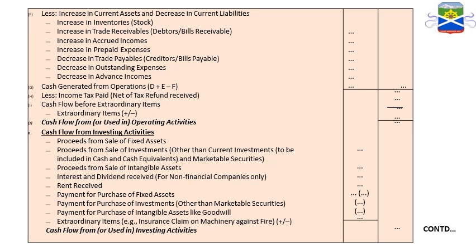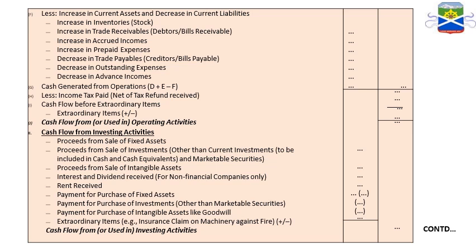And the less items are the increase in current assets and decrease in current liabilities. Just opposite of what we have added, we have to deduct the opposite items here. So if current assets increase or current liabilities decrease, then we'll deduct it. These are increase in inventory, that is stock, increase in trade receivables, that is debtors, bills receivable, increase in accrued income, increase in prepaid expenses, decrease in trade payables, creditors and bills payable, decrease in outstanding expenses, and decrease in advance income.